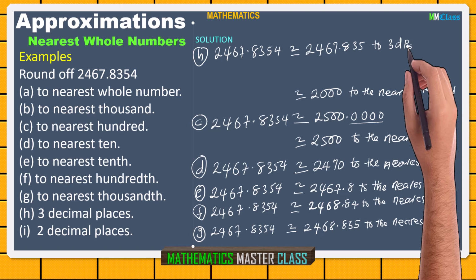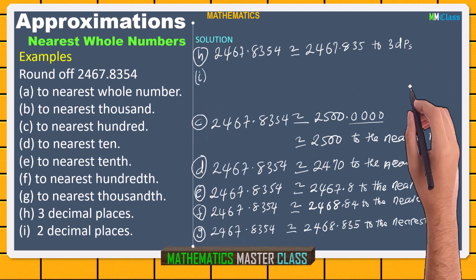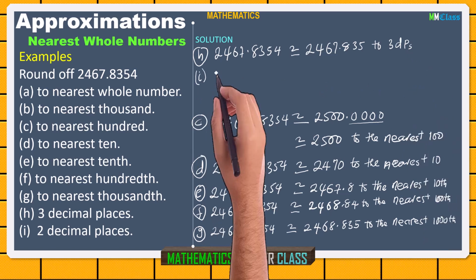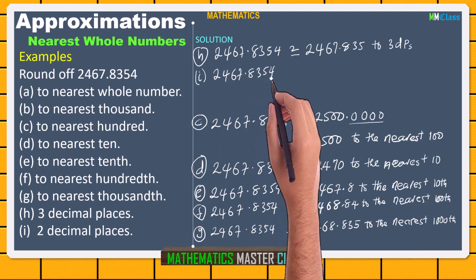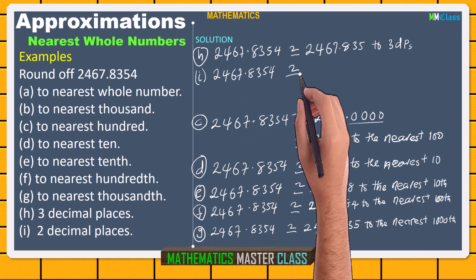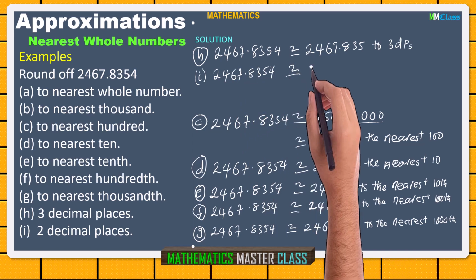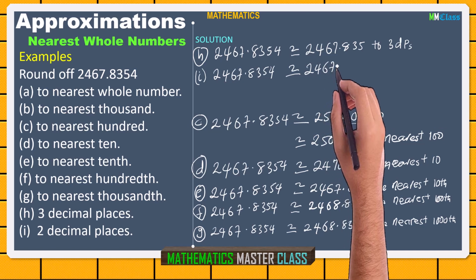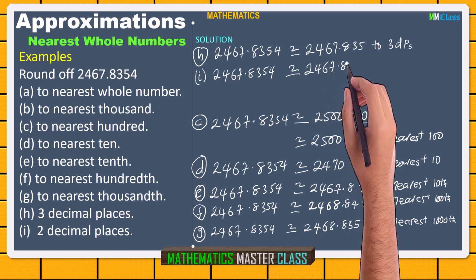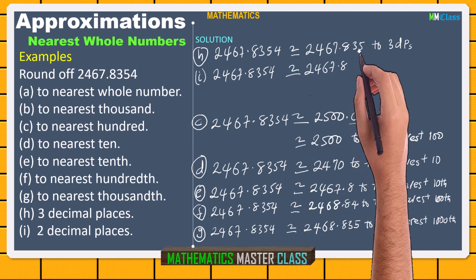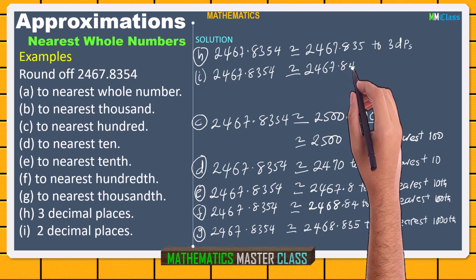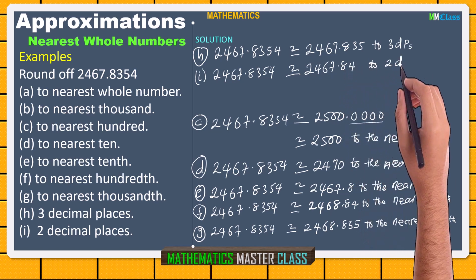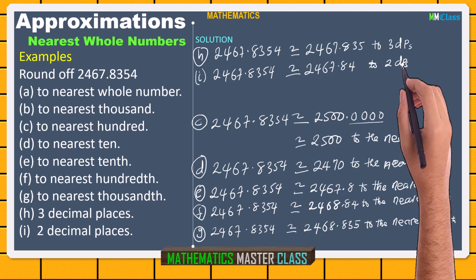So let's look at the last one, which is I. 2 decimal places and nearest hundredth are the same. So we have 2467.8354 to be approximated to 2 decimal places to become 2467.84, because 5 is a number to round up. We remove 1 from 5 and add it to this, so that we now get this to 2 decimal places.